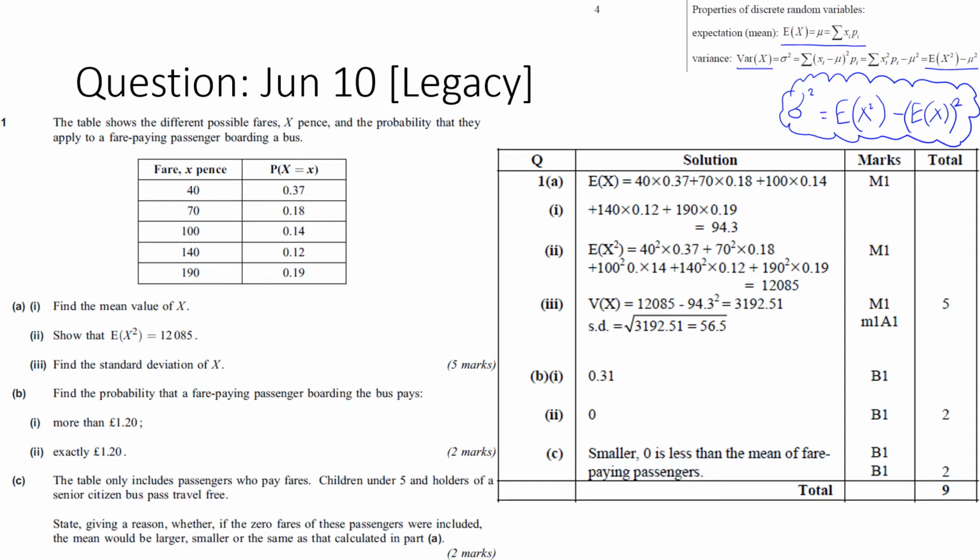Not because it's impossible to get equals. No, it's because it wasn't one of the outcomes. If the question was, what's the chance of exactly 140? That would be 0.12. It's an option. Whereas £1.20 is not one of the options listed.